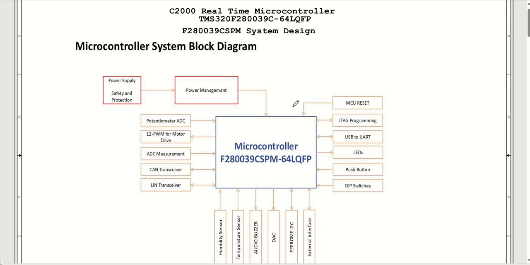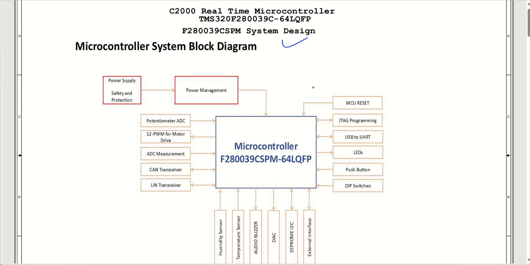Namaskar, my dear friends. Let us design a microcontroller system circuit. So in this particular system design, we will consider the F280039CSPM, that is the 64-pin LQFP package. And this is a microcontroller from the C2000 series of Texas Instruments.